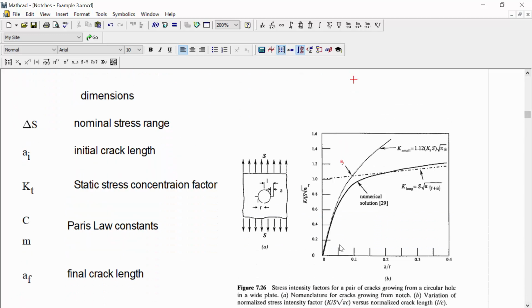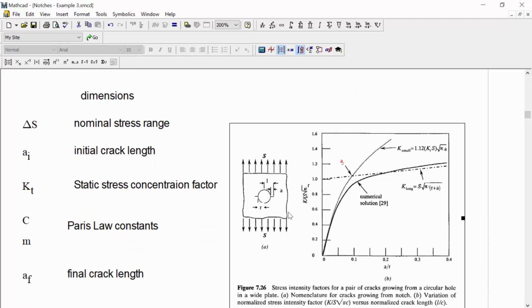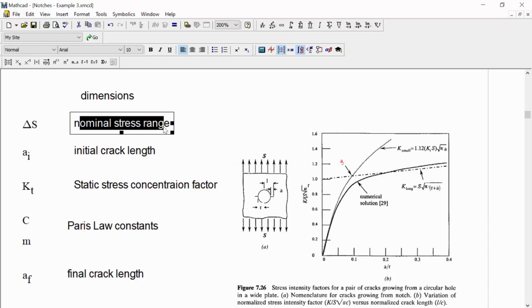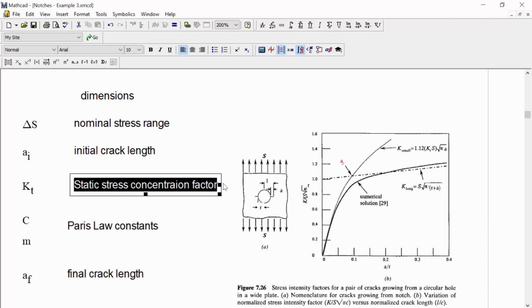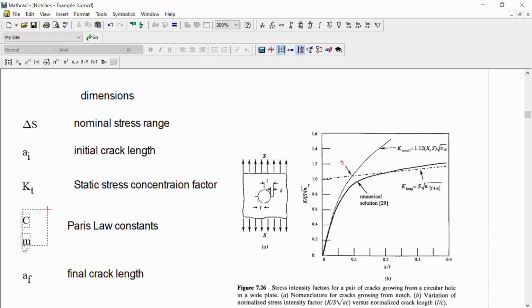We're told that the plate is an infinite width plate with a center hole that has a notch on it, and it's a double-sided notch in the center of this plate, and we're given the dimensions that the plate has. We're also given a nominal stress range for the fatigue cycle, an initial crack length size, the static stress concentration factor, Paris law constants, and the critical crack length at which failure will occur.